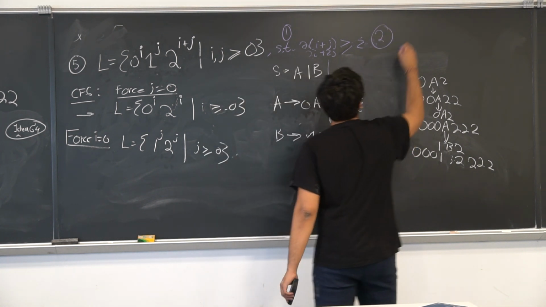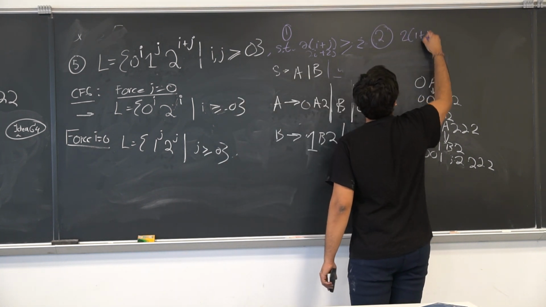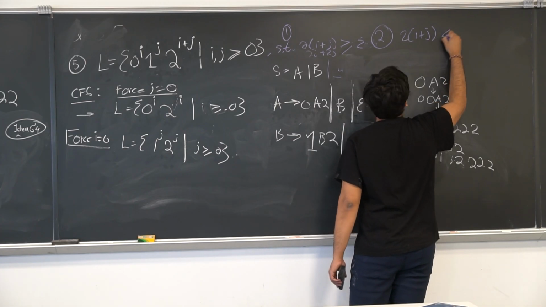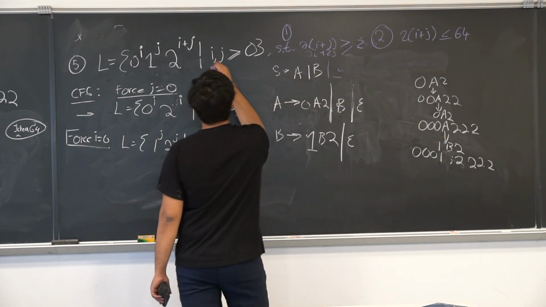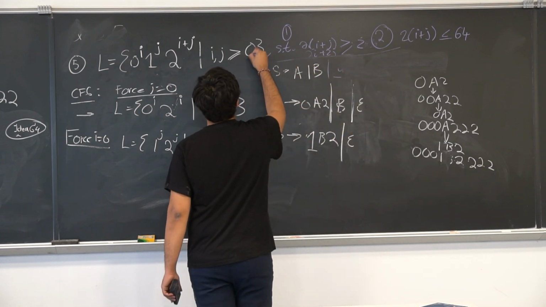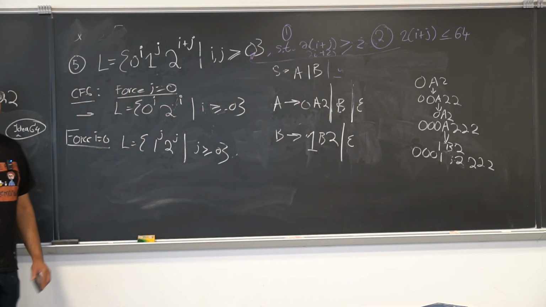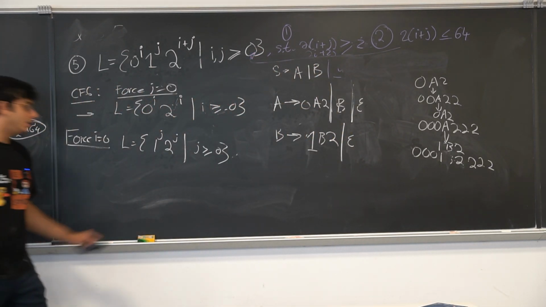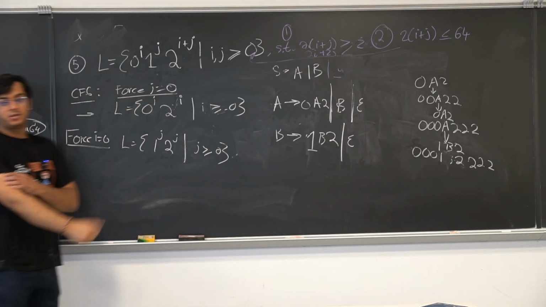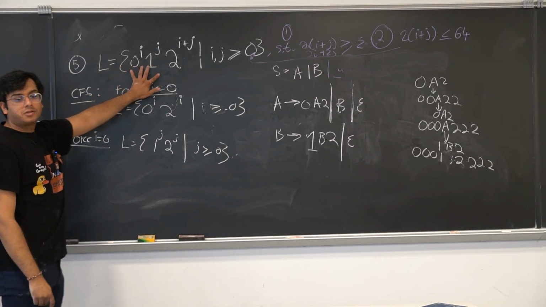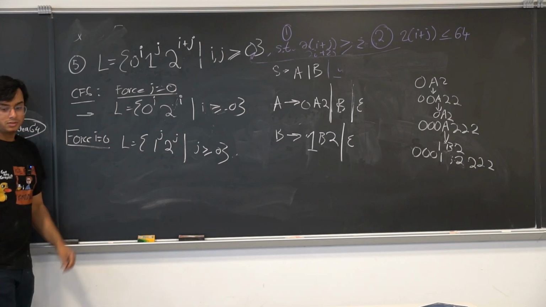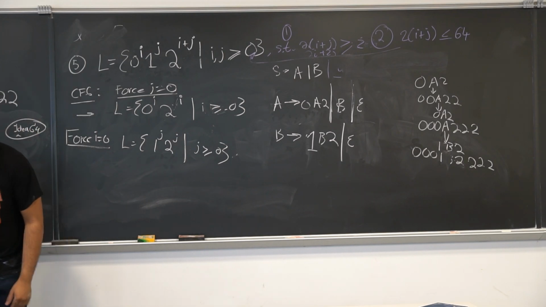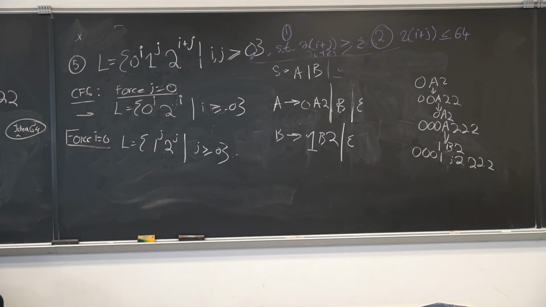let's say I had said 2i plus j is now less than or equal to 64. So this same language, but I add this restriction in here. Is the language regular, irregular, or context-free? Does everyone understand the restriction I'm putting? I'm saying all strings of this form, but the length has to be less than or equal to 64.